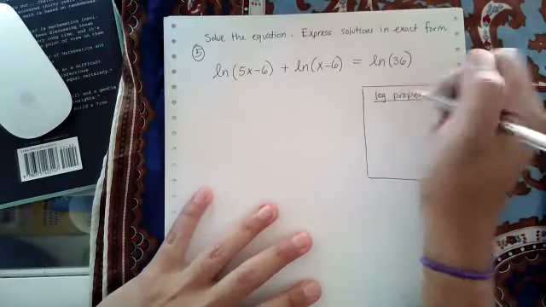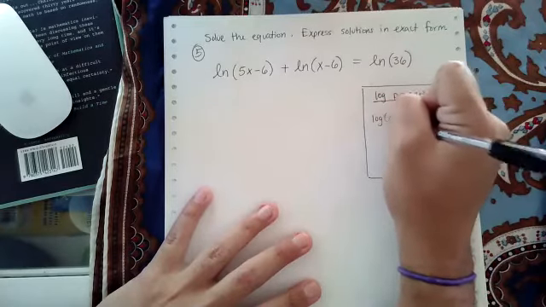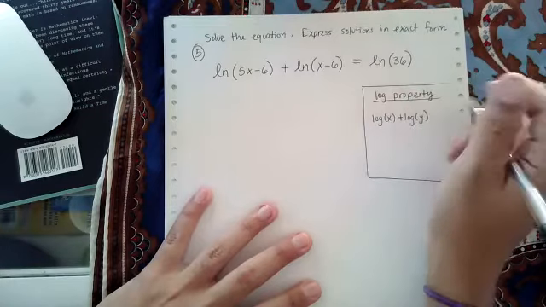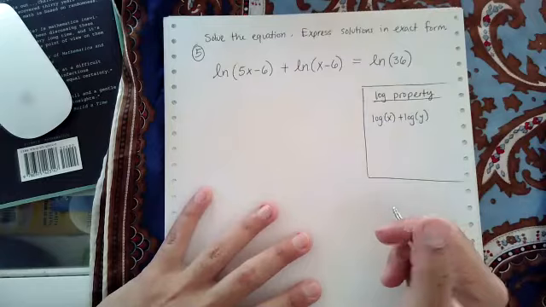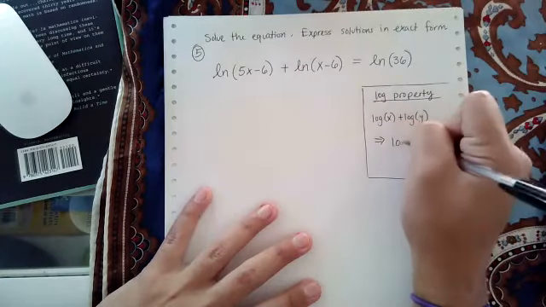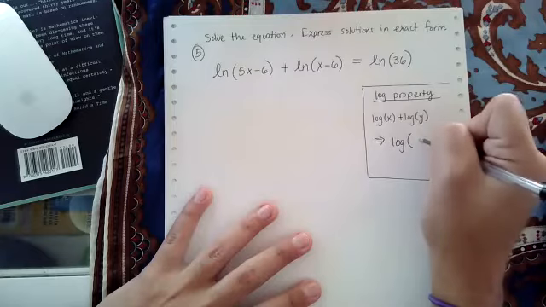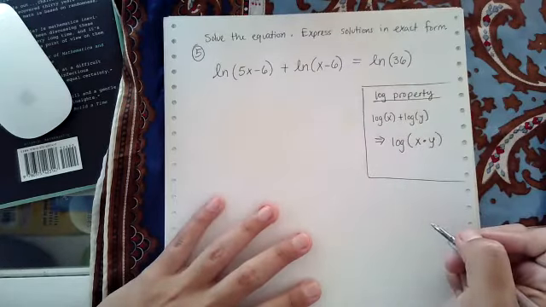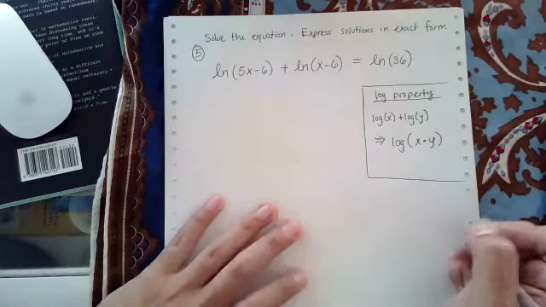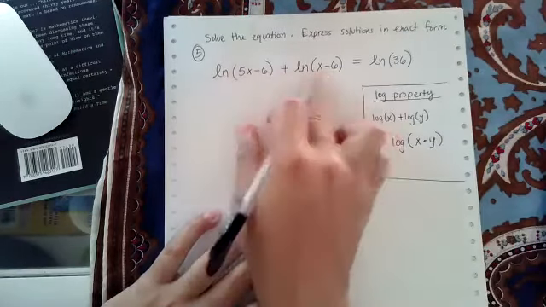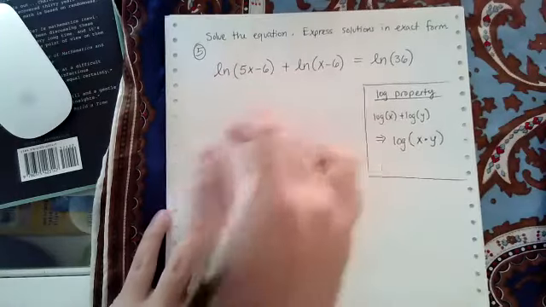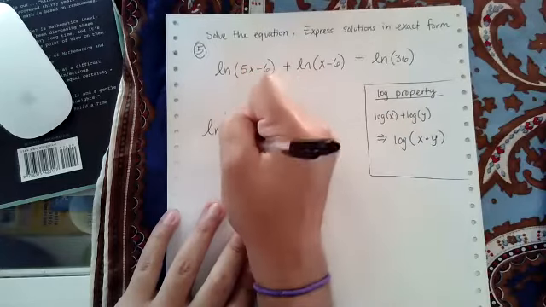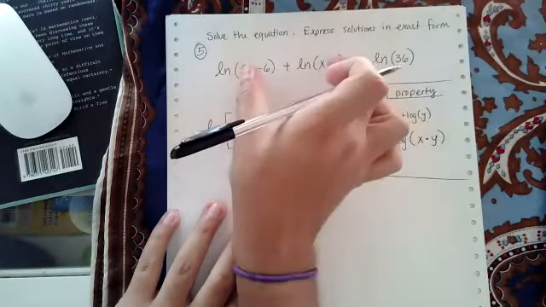So the log property here said that if we had a log of x plus a log of y, and those are the same log base, then we can combine them into a single log, but we're going to multiply their arguments. Does that ring a bell? So since we have two logs over here that are being added to each other, and they're natural logs, we can write this as the natural log, and then we're going to multiply their arguments.